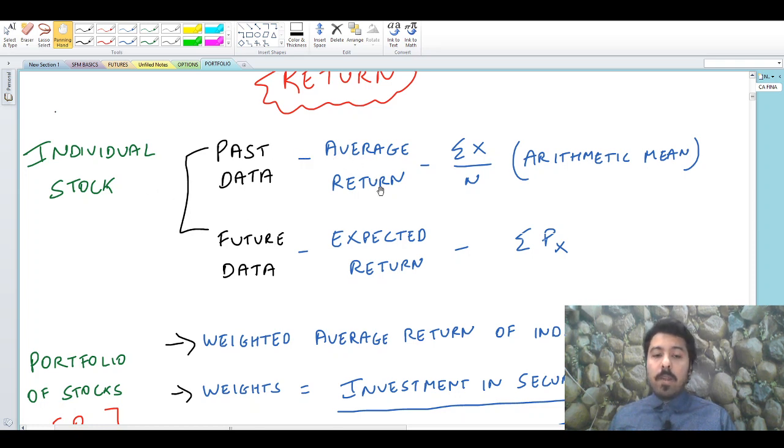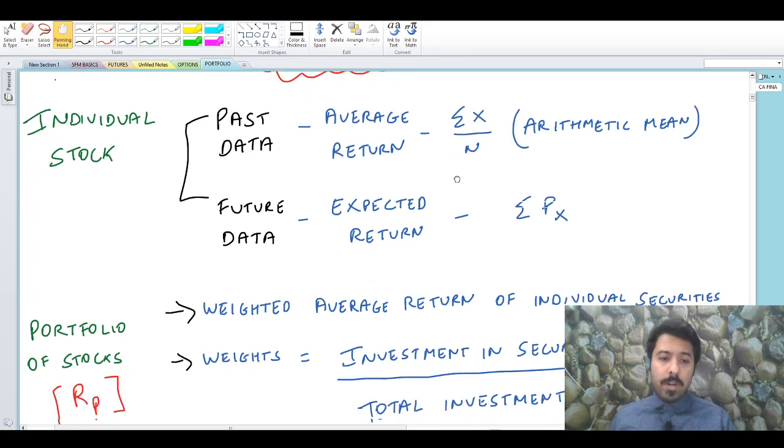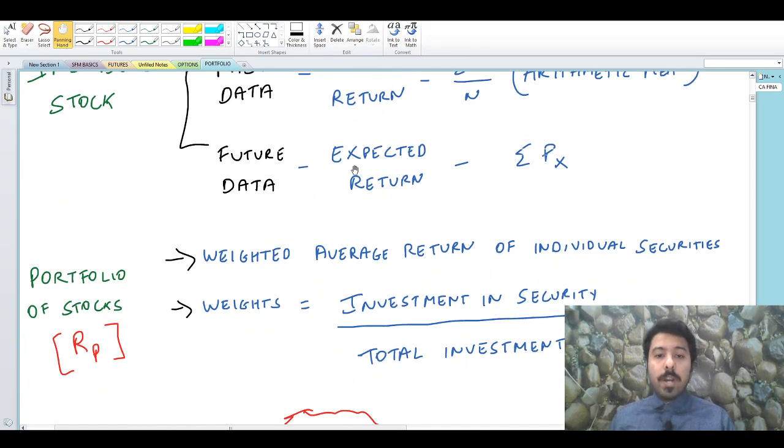Past data, we'll calculate average return. Like for example, we have return for 3 years given as 8%, 9%, 10%. So we'll add all three and divide it by 3, 27 upon 3, that is 9% per annum will be our average return. So that's how we calculate summation x upon n. Simple arithmetic mean, you already know that. Okay. And in case of future data, we'll calculate expected return just like we calculated above, summation px.